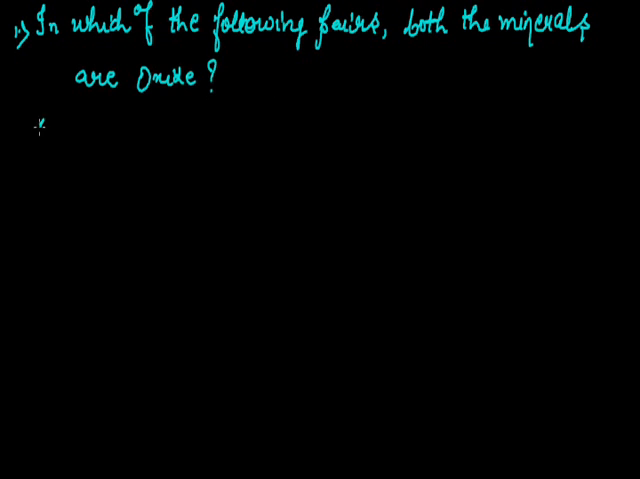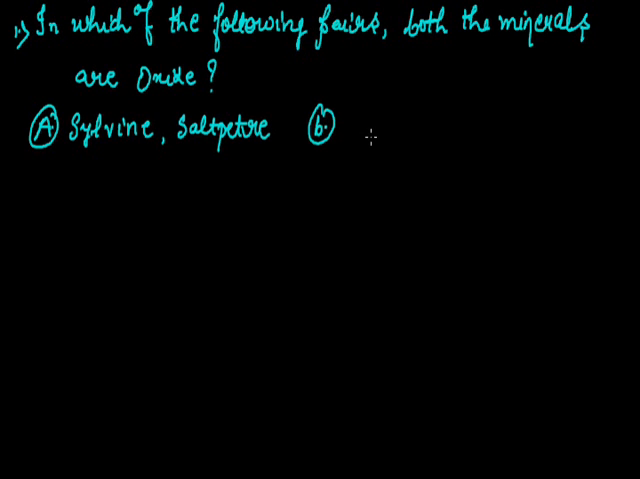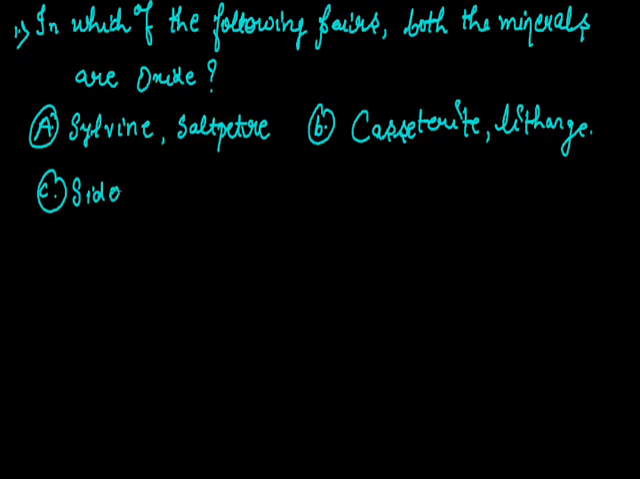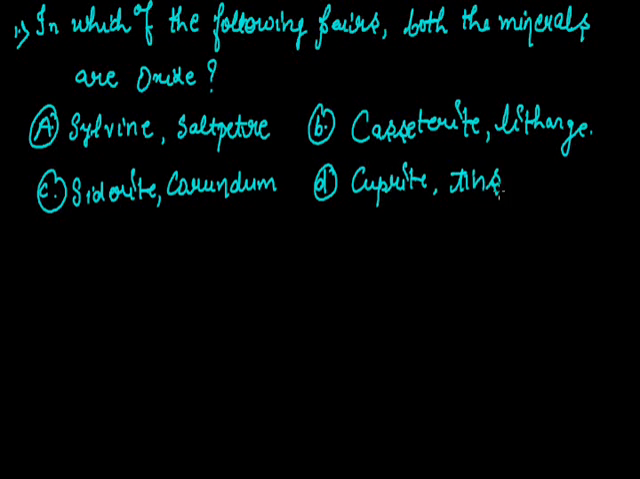The options are: sylvine, saltpeter; second one is cassiterite, litharge; diorite; option D is cuprite, tin stone. Now, we'll focus on the chemical formulas of all these ores or minerals.